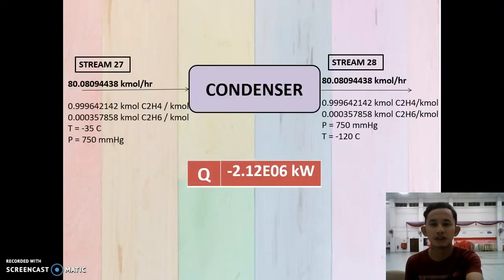So for the condenser, we need to change from the gas to the liquid. So the temperature inlet is negative 35 degrees Celsius and the temperature outlet is negative 120 degrees Celsius. And the Q is a little bit higher than the others, which is negative 2.12 in the power of 6 kilowatt.